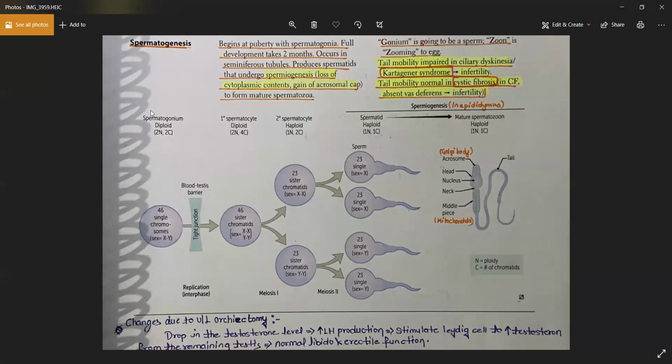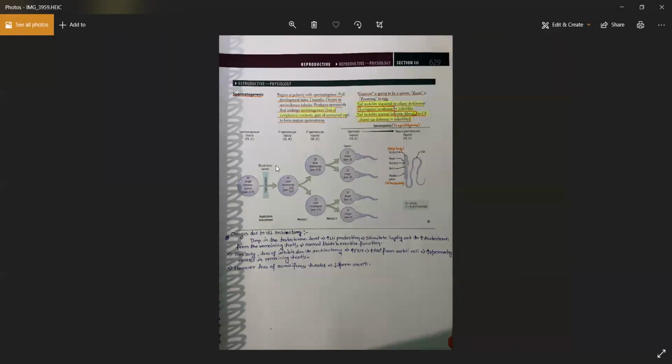The process of conversion of the spermatogonium into the spermatid is known as spermatogenesis, and the conversion of spermatid into the spermatozoon is known as spermiogenesis. Okay. Any doubt, please ask.